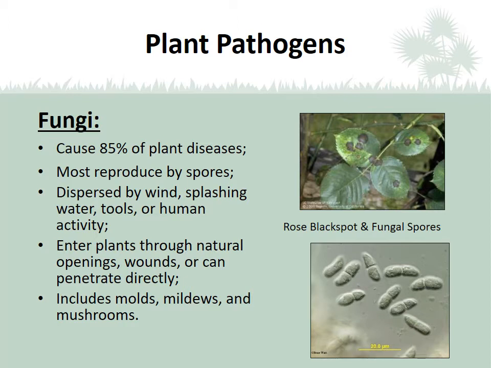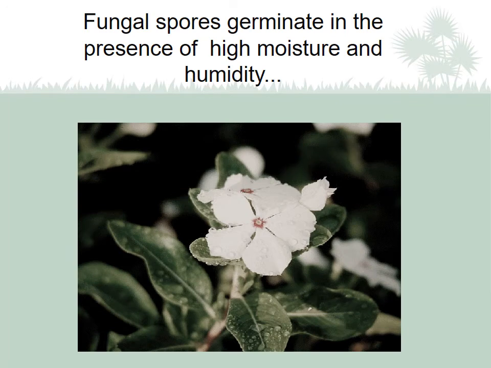These fungal spores can reproduce quite well, and they are very hardy to specific environments. In particular, we understand that warm and moist climates are what are most conducive for fungal spores to reproduce. So in our management strategies, what we'd like to do is to minimize the amount of warm, moist conditions that a fungi can experience. You see a picture of a flower that has plenty of water on it. As we understand from our last slide, fungal spores germinate in the presence of high moisture and humidity.